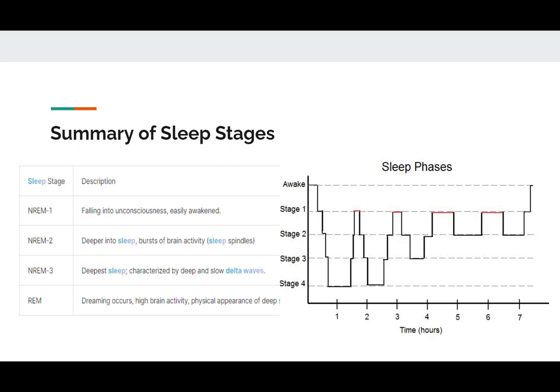Here's a table of the sleep stages summary, and this table is from Fiveable, so check the great website out if you're interested. And also the image on the right shows the sleep stages and the hours correlated. Every 90 minutes, we cycle through the 4 sleep stages: 1, 2, 3, 2, 1, REM, then restart.